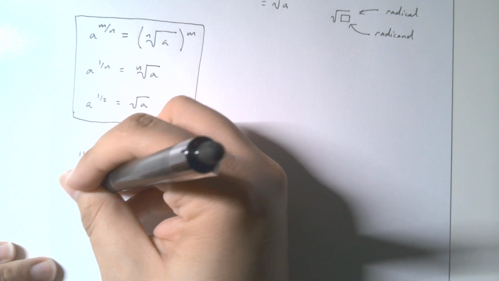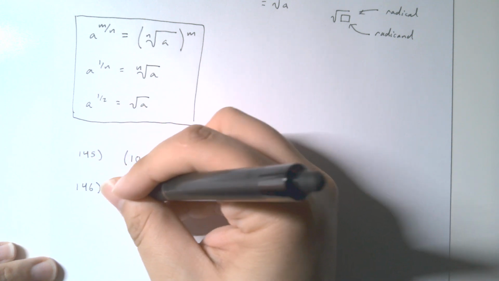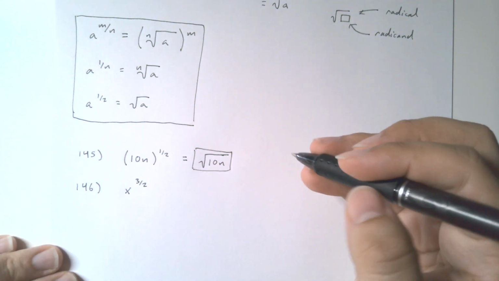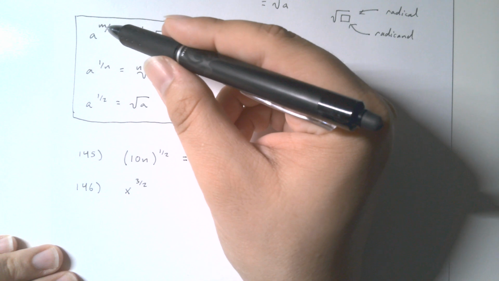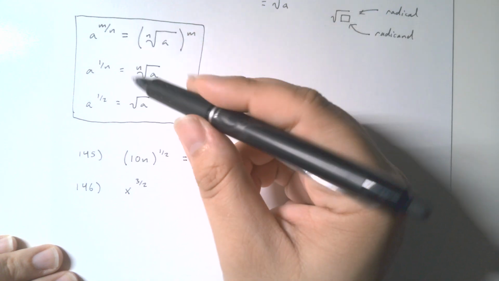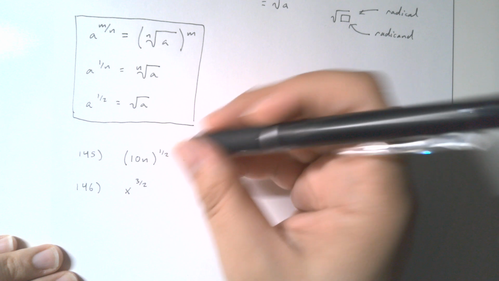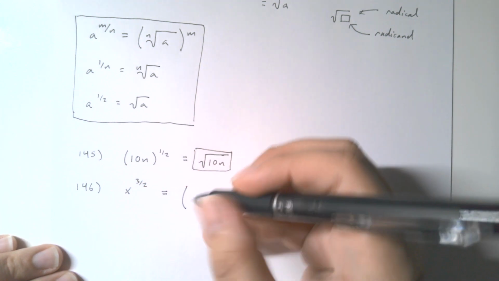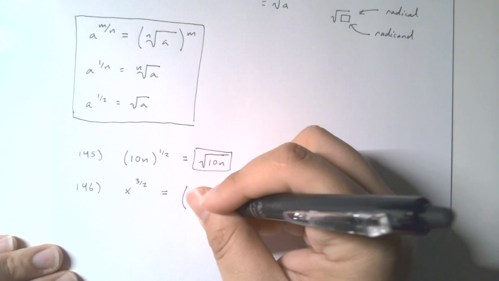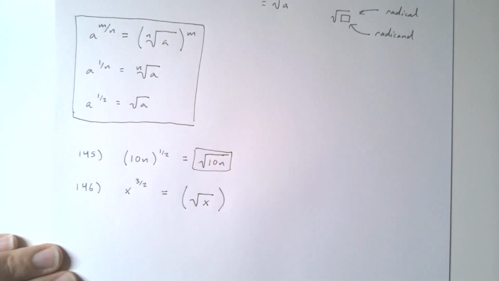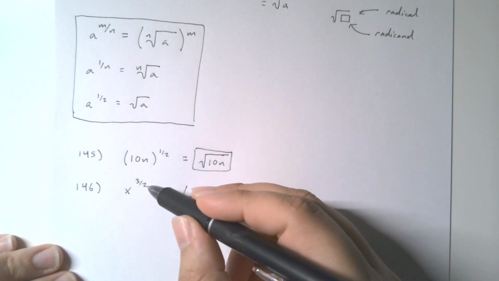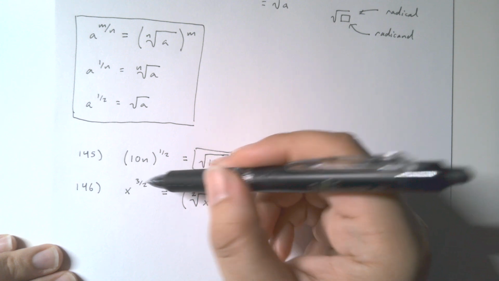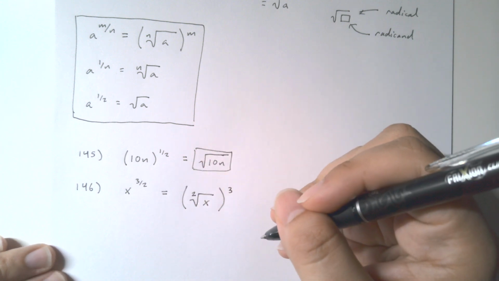For number 146, we have x to the power of 3 over 2. So in this case, m is 3 and n is 2. So we can rewrite this, just rearranging our numbers there. What I like to personally do is set it up like this, and then this number on the bottom is going to be your index, so this is going to be a 2, and this number on the top is going to be your exponent on the outside of the parentheses.